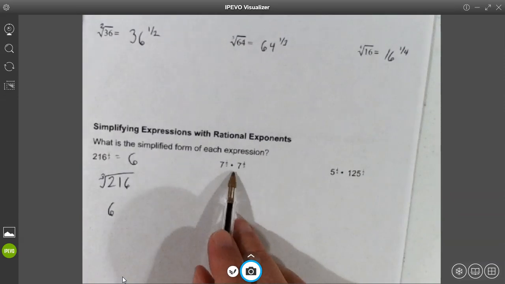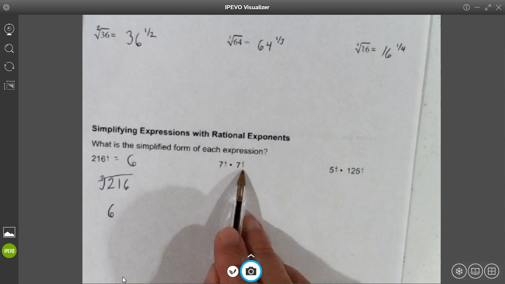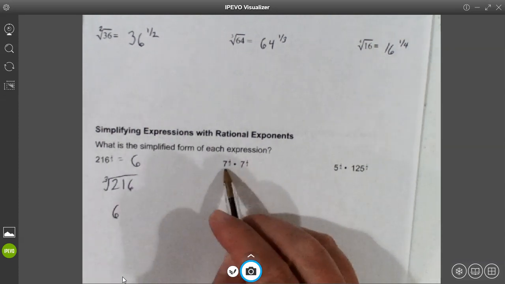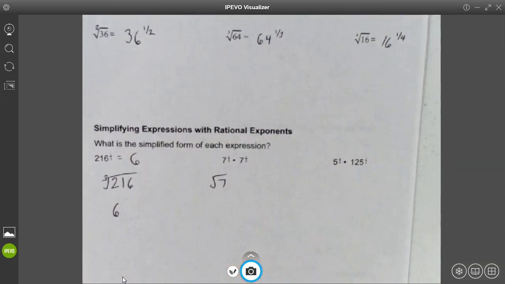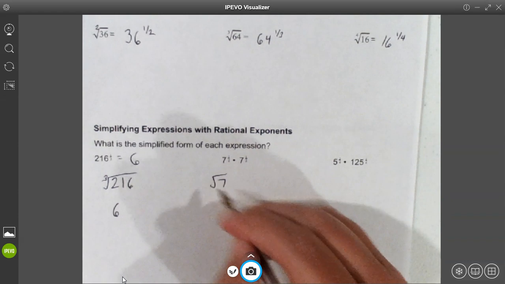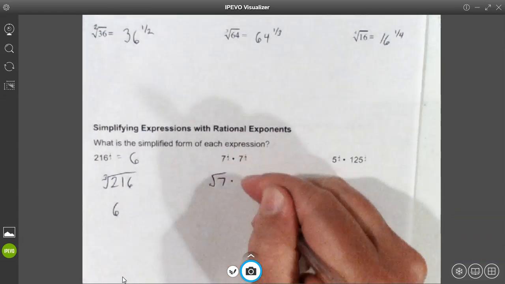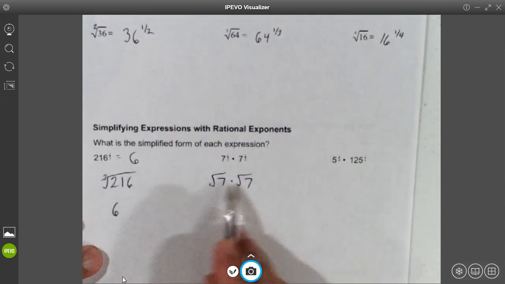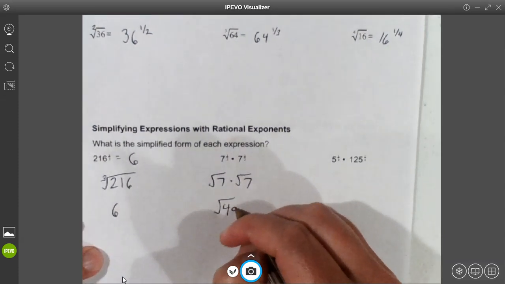This, again, a little bit hard to read here, but that's 7 to the 1/2 power times 7 to the 1/2 power. Well, let's write these in radical form. So 7 to the 1/2 power is just the square root of 7. Again, we don't write that 2 in there. If you want to, it's not wrong. I wouldn't count you wrong for it, but it's not needed. So really what we're doing is the square root of 7 times the square root of 7. And since these are both square roots, I can multiply those and make that the square root of 49.